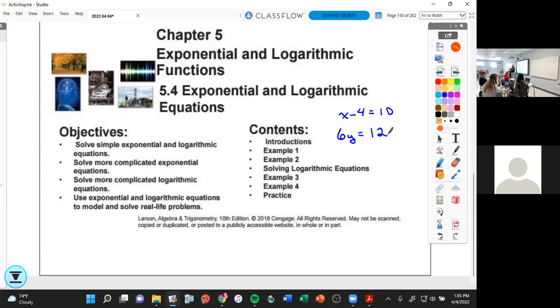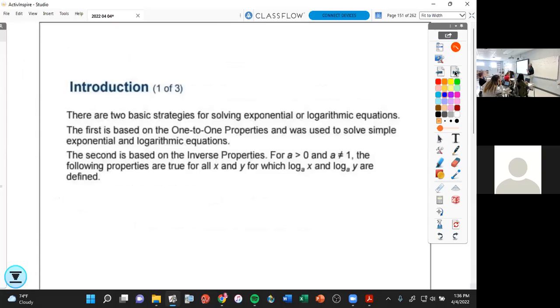Exponential, logarithmic. What are exponential and logarithmic equations? They are opposites. So we will be taking the log of both sides. We will be exponentiating both sides. That's what we're doing. It's not a big deal. It is something new, it's just a new concept. It's not that big of a deal.